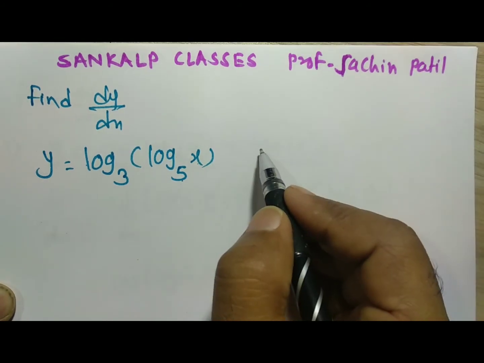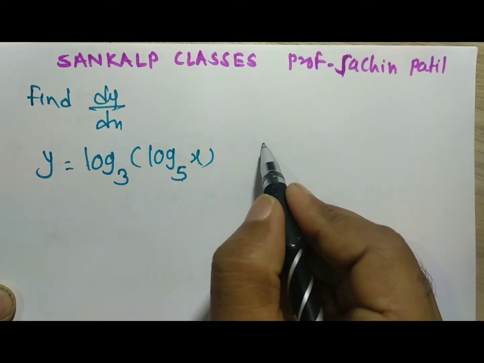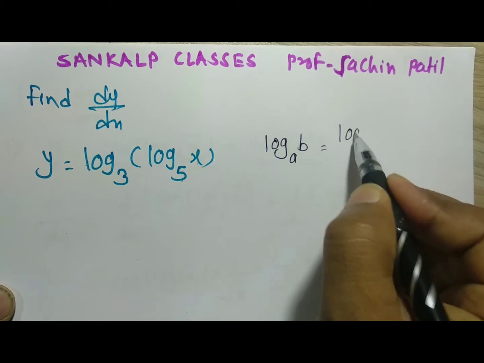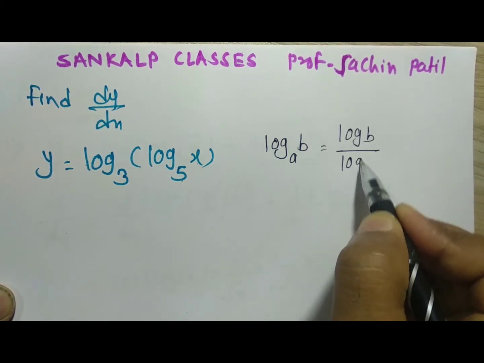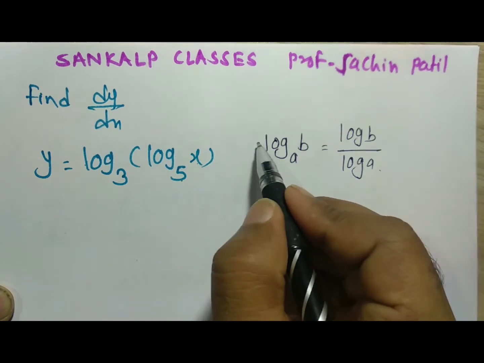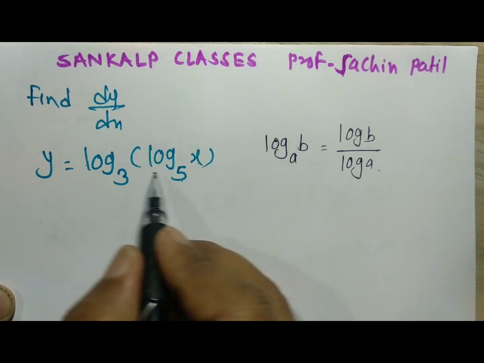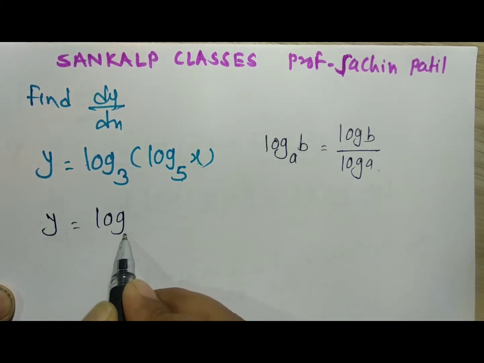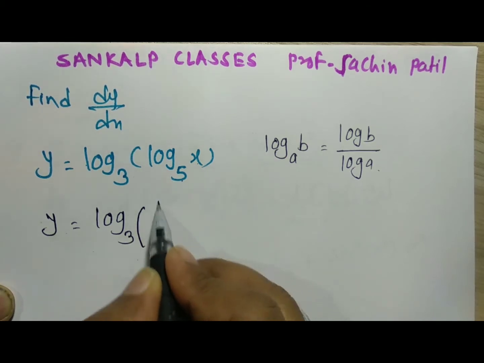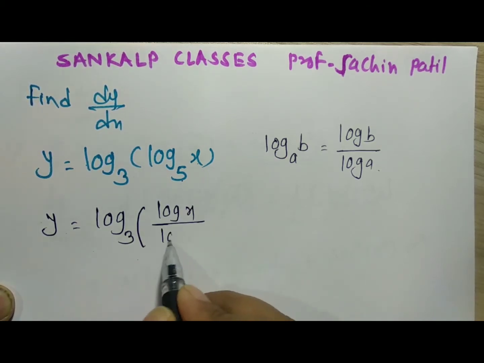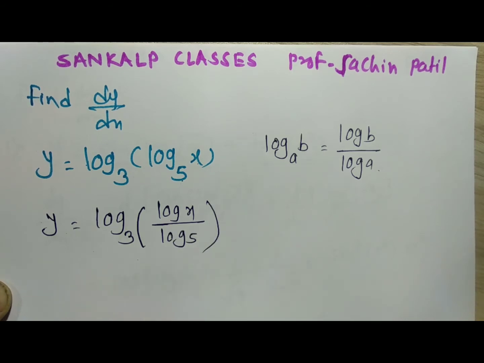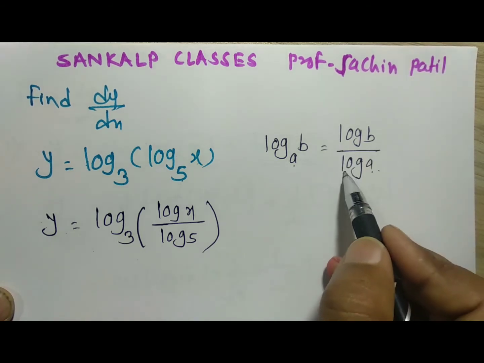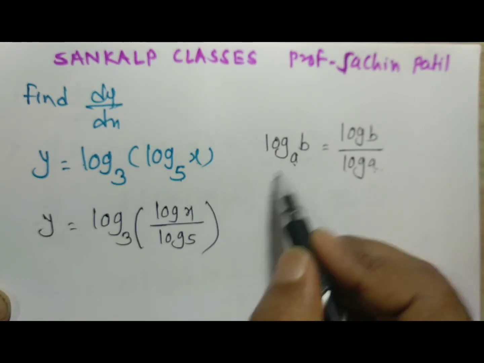Now we know that log to the base a of b is written as log b divided by log a. By using this formula, first of all we have y equal to log to the base 3 of, inside the bracket, log x divided by log 5. Because this base is considered here, log b divided by log a is nothing but log x divided by log 5.